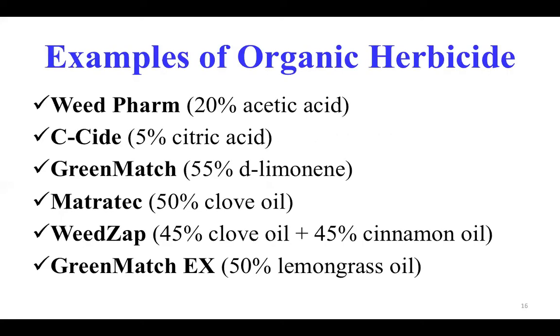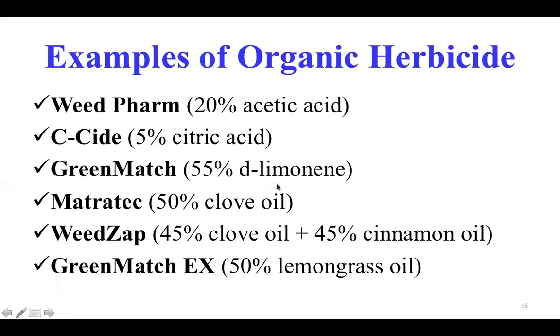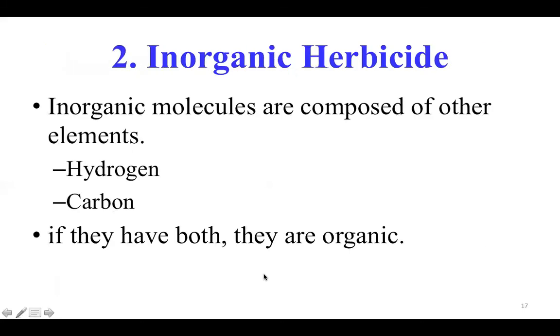These are a few examples of the organic herbicides which are used in our daily routine, like Weed Pharm, having the composition of 20% acetic acid, Sea Side with 5% citric acid, Green Match including 55% D-limonene, and Matratec with 50% clove oil included in its composition. Weed Zap and Green Match EX, containing 50% lemongrass oil, can be mixed in these types of different amendments.